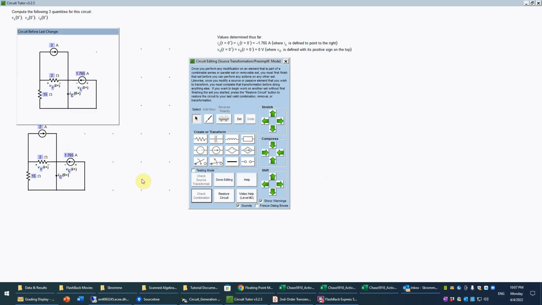Okay, so that's simplified things a little bit. And now we can't remove the current source even though it is shorted because once again we need this current and we need this voltage, so we're not allowed to do that. So we basically have done everything that we really can do here.